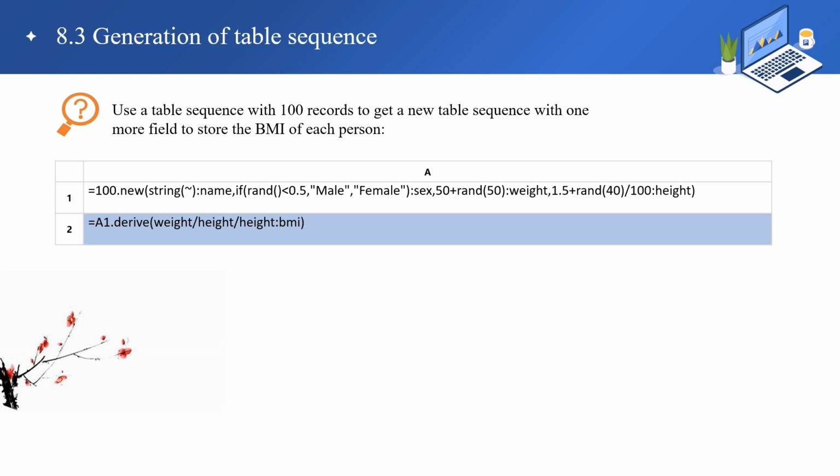It should be noted that the derive function will create a new table sequence without changing the original table sequence. It will copy all the fields and values of the original table sequence, and the original table sequence is still there. In fact, the derive function can be executed for a record sequence, not necessarily for a table sequence. The new function will of course create a new one, and it can even be executed for a sequence rather than a record sequence.